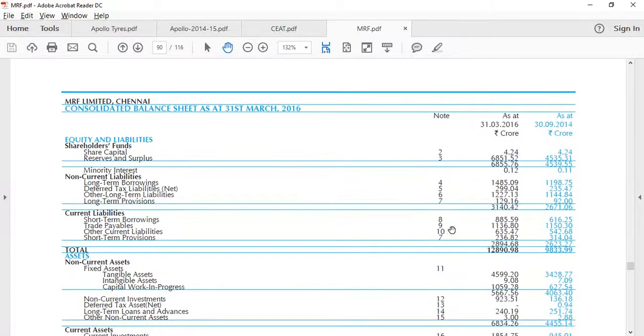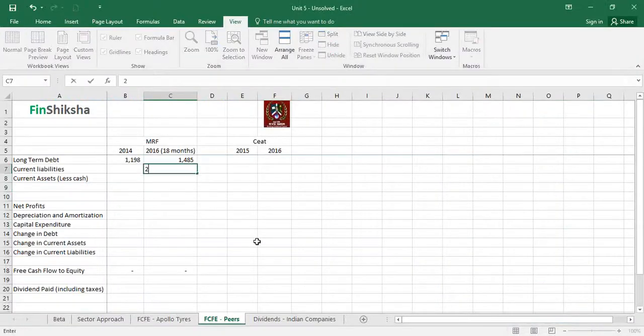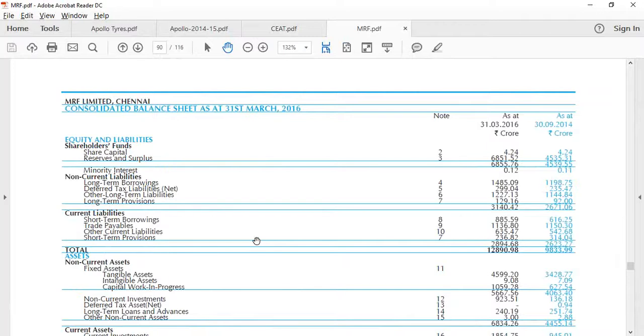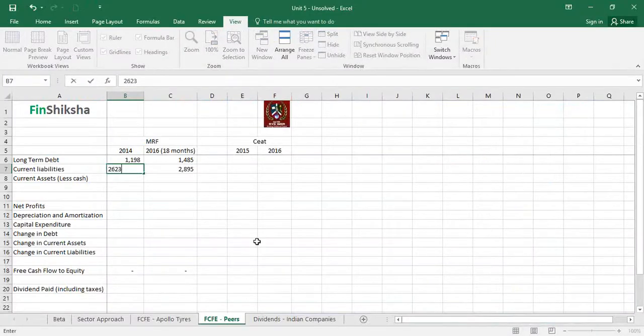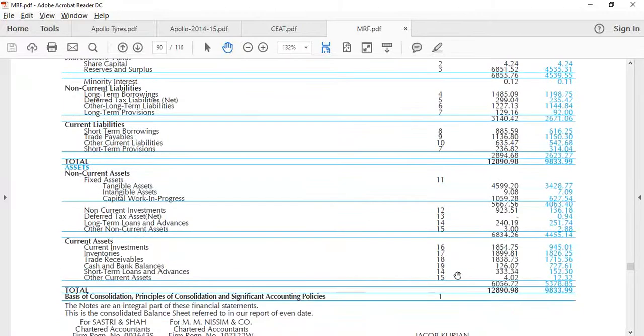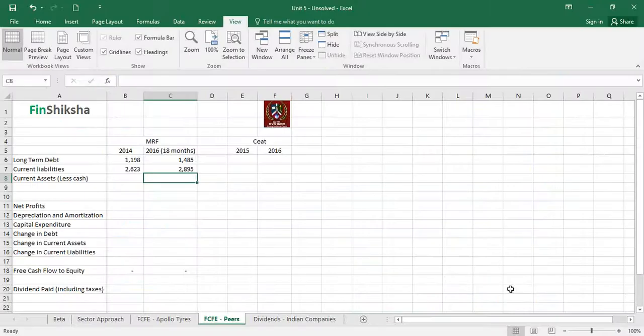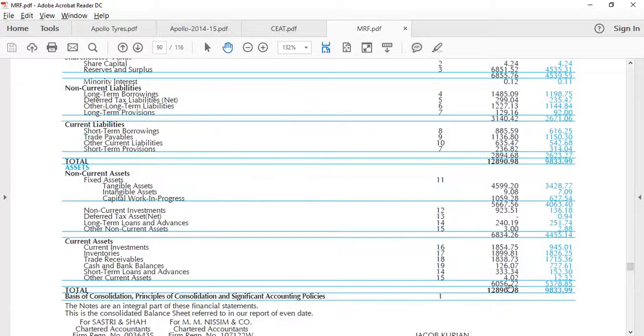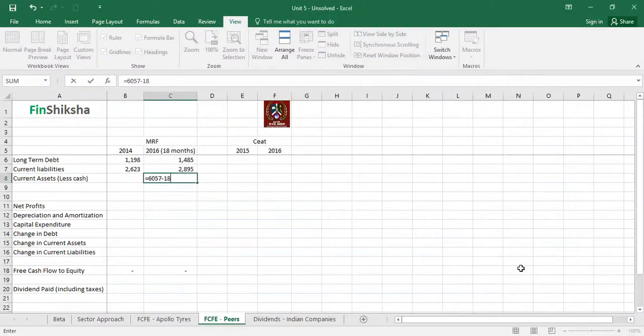Current liabilities. So current liabilities are at 2895 here. So that's 2895. And we have 2623 here. Current assets less cash. So we're going to remove cash and we're going to remove current investments from here. So that's 6057, equals 6057 minus, we're going to subtract 1855 and we're going to subtract 126. So we're going to subtract 1855 and 126 and we get the current assets here.